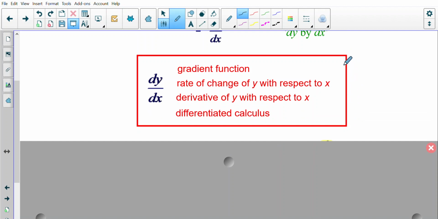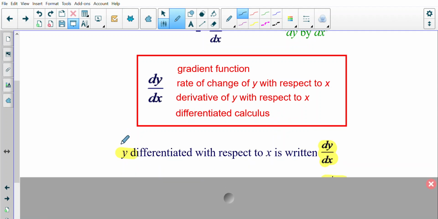Okay, so let's try and do a bit of a summary of the notation and the different worded expressions you could hear for finding the gradient function. So dy by dx is called the gradient function. Because, as we saw at the beginning of the video, the gradient is the rate of change of y with respect to x, if you're asked to find the rate of change of y with respect to x, it means find the gradient function, find dy by dx. Sometimes it's called the derivative of y with respect to x, or sometimes it's called differentiated calculus.